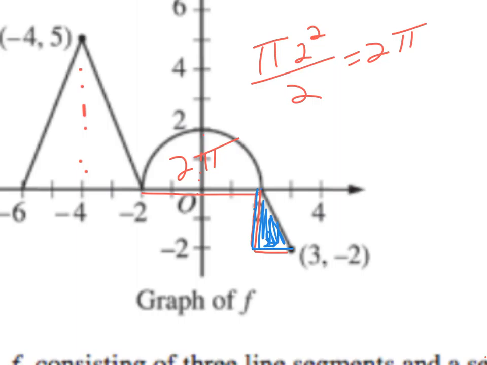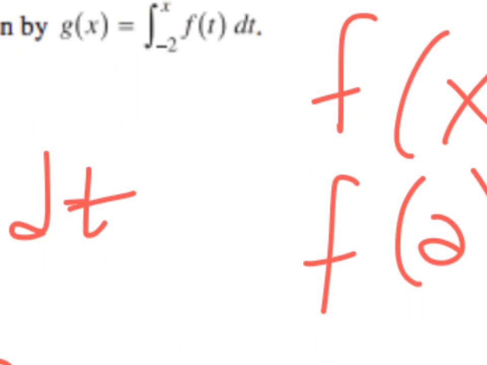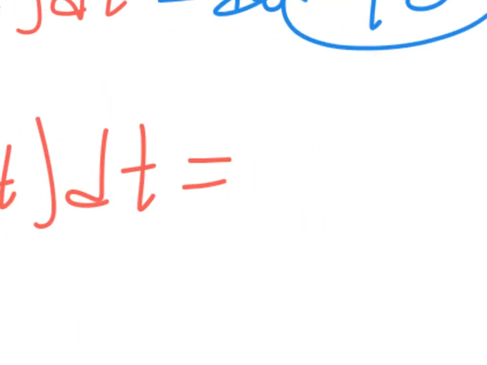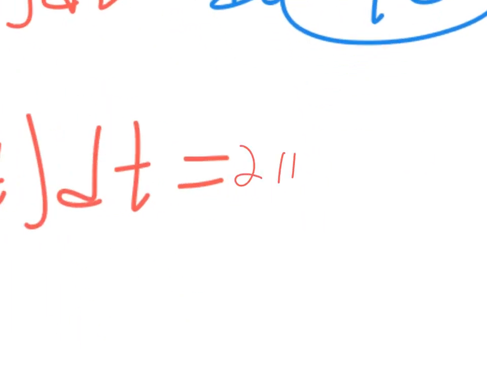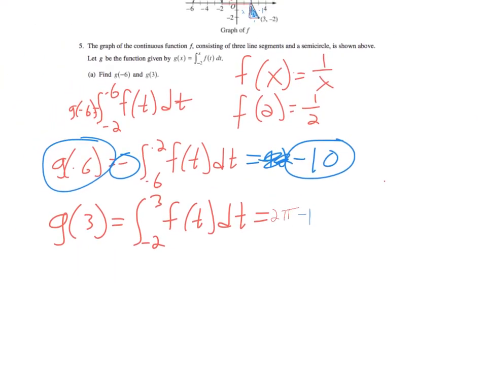It's a triangle with a height of 2 and a base of 1. So base times height times half. That is an area of -1 because it's below the x-axis. So the whole area between -2 and 3 is 2 pi minus 1. So that's it for part A.